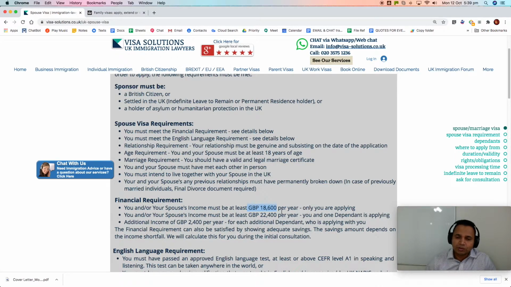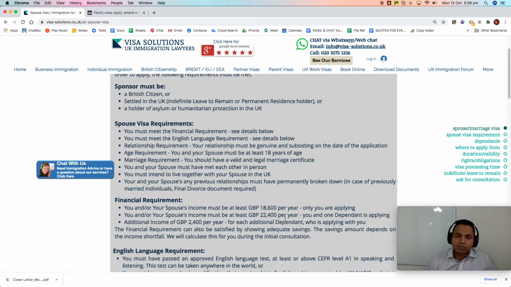So let's say 18,600 is your financial requirement and you are the only person applying, only the applicant is applying. Then usually at the first stage, at the first application and the extension application, the minimum requirement for 18,600 of income is the savings of 62,500. The formula is 18,600 multiplied by 2.5 years, which is the 2.5 years that was given previously on two occasions, plus the 16,000 base.